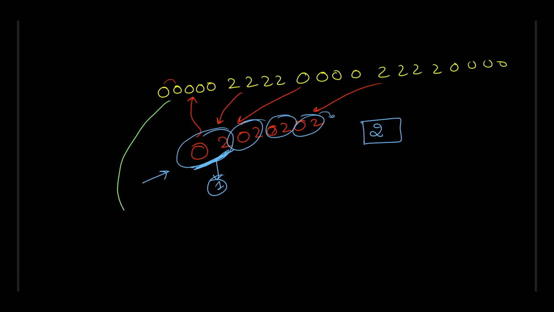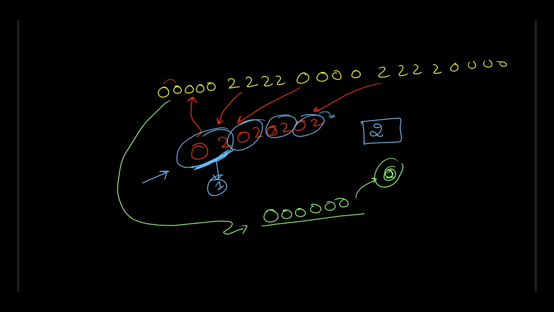Sure, zeros can absorb each other, like the entire run of zeros could become just a single 0. The twos can also absorb each other, but you will realize that actually it might not be a good idea to absorb all the twos together.